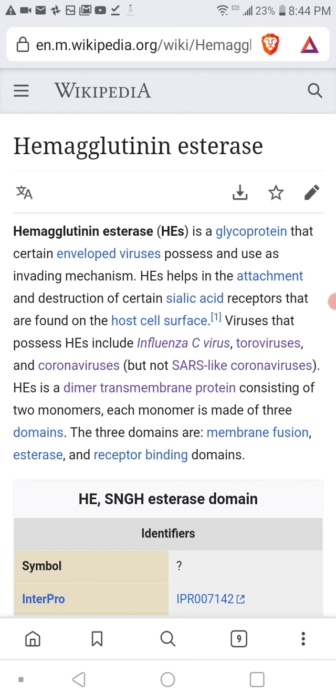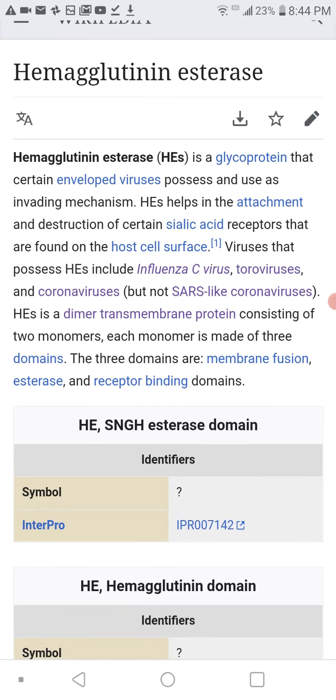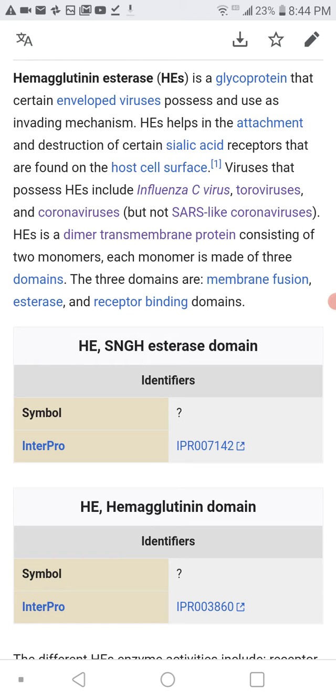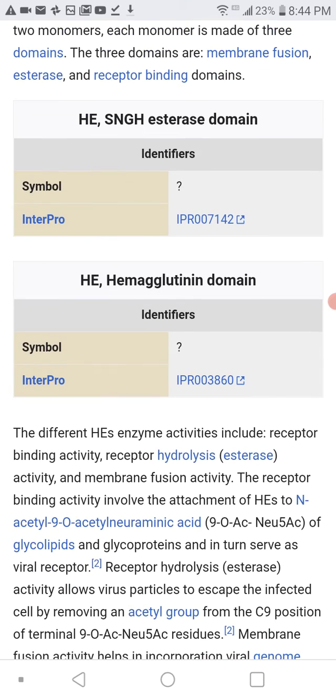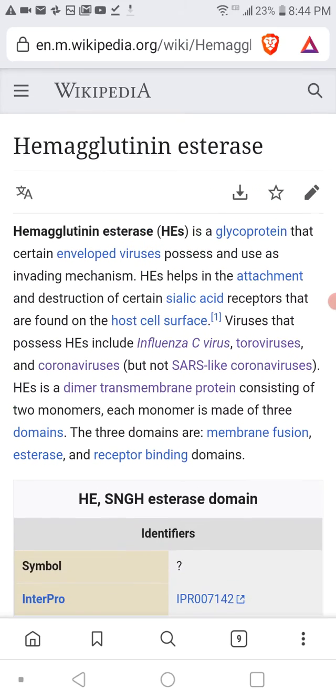HE is a dimer transmembrane protein consisting of 2 monomers. Each monomer is made of 3 domains. The 3 domains are membrane, fusion esterase, and receptor binding. So within hemagglutinin-esterase are 3 domains, 2 monomers, and each monomer is made of 3 domains. It is a bit difficult and complicated to understand.